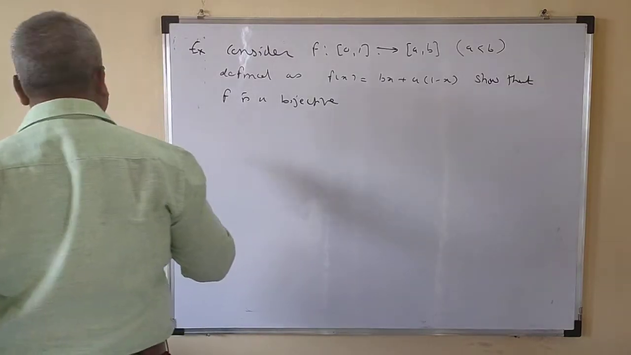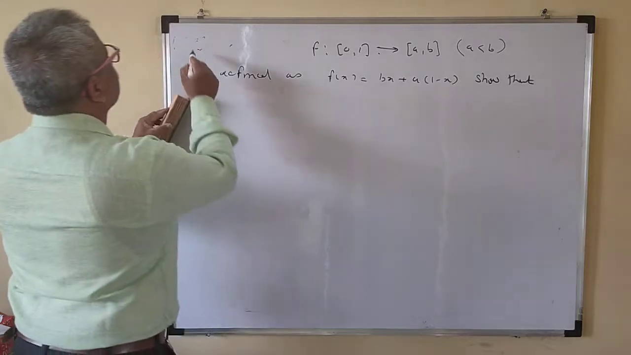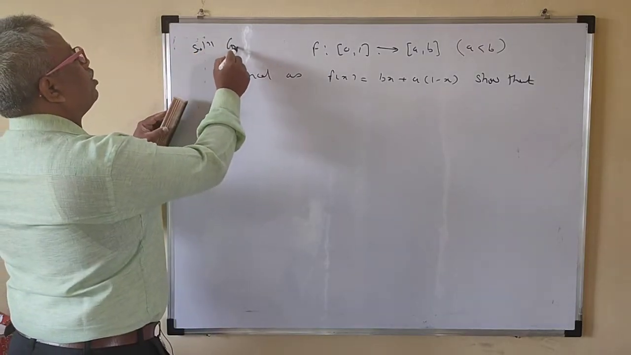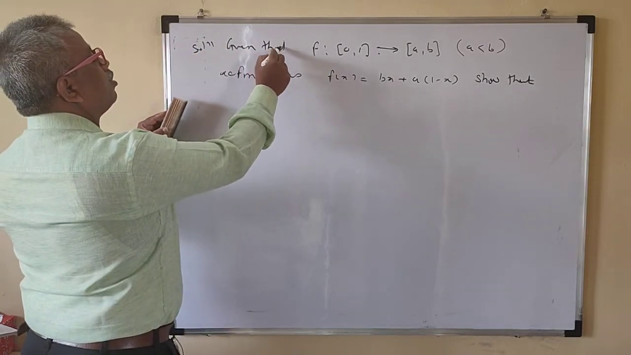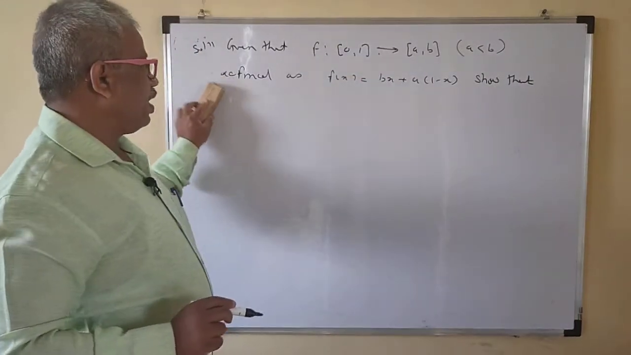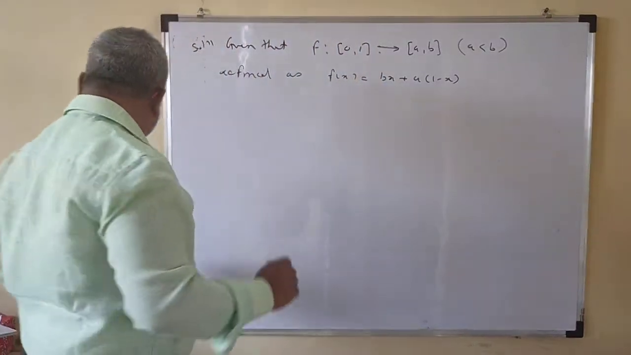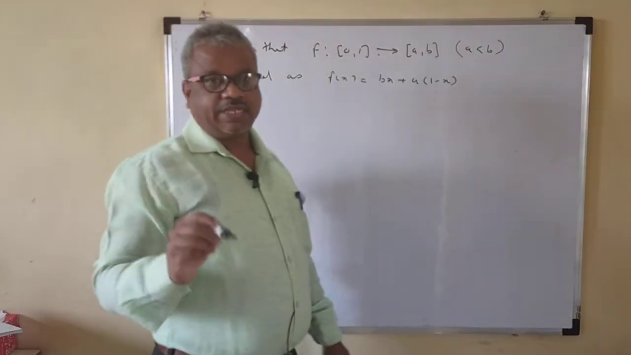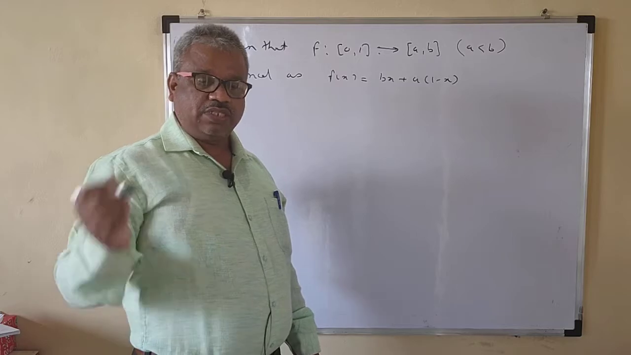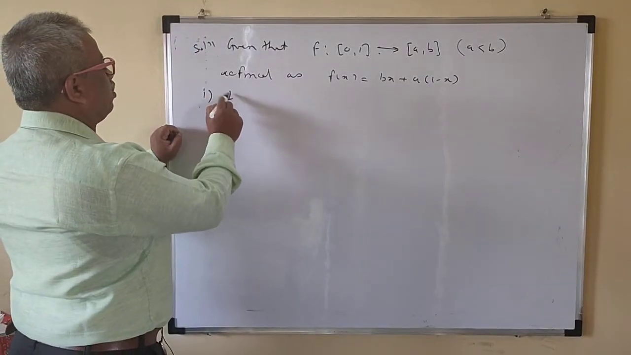Okay, so we take a solution. Given that f from 0 to 1, a less than b, is defined as f of x equal to this, which is given to you. We want to prove that f is bijective. Bijective means one-one and onto, that is, injective and surjective. So first we will prove it is injective.